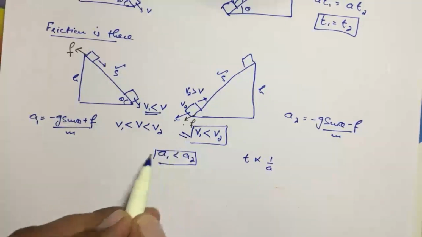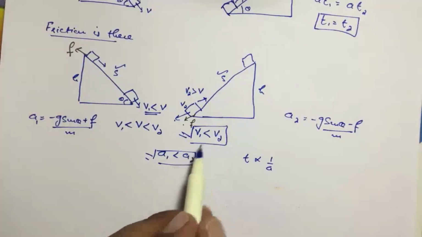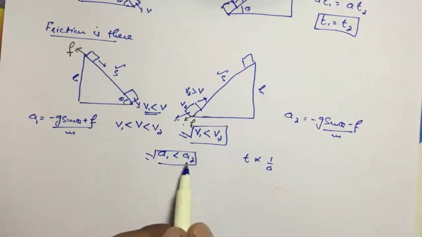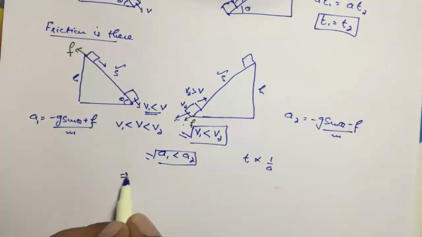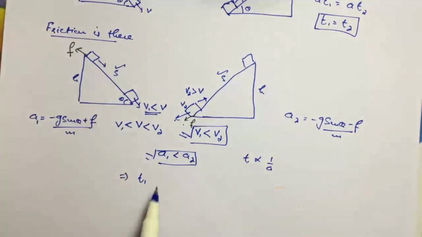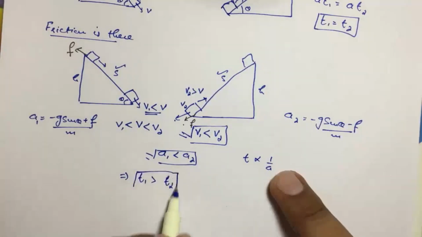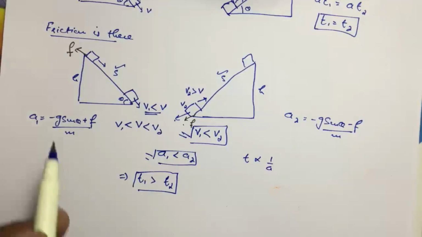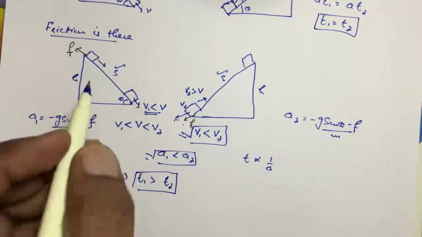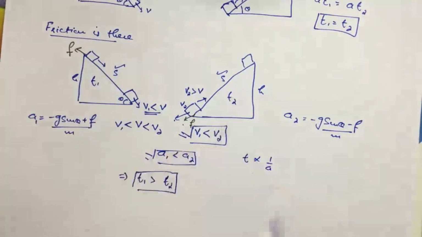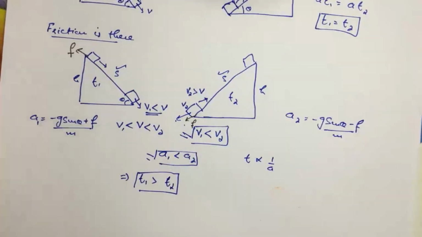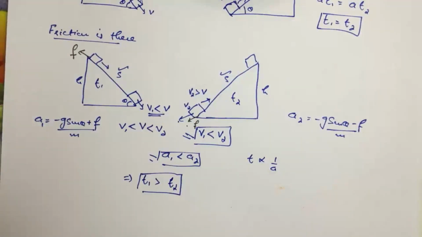We can also compare it with the velocities. v2 is greater than v1, and a2 is greater than a1. This implies that time t1 must be greater than time t2, because time is inversely proportional to acceleration. So if friction is there, the time taken in this case, t1, will be greater than t2. So this is the solution of the question. This question is not that calculative, and we need a much better understanding of the concept if we want to solve these questions. Okay, thank you.